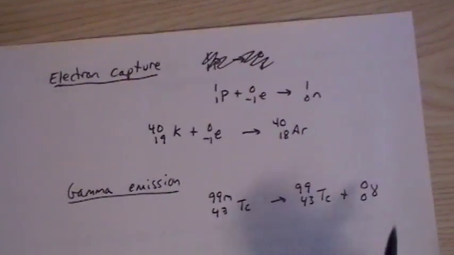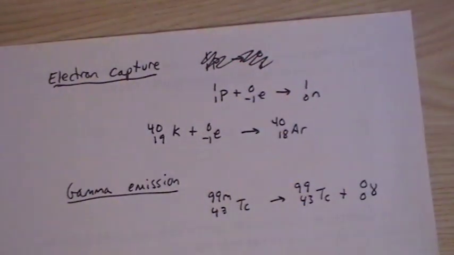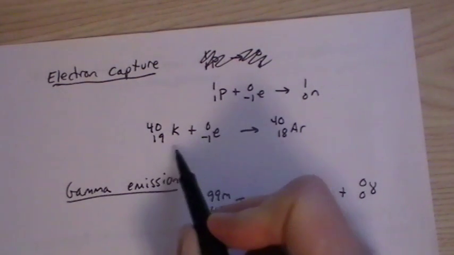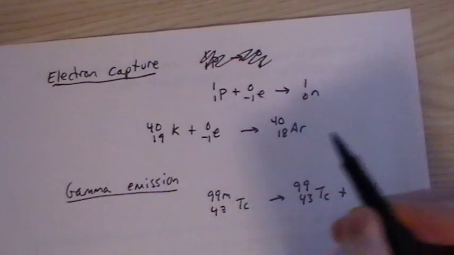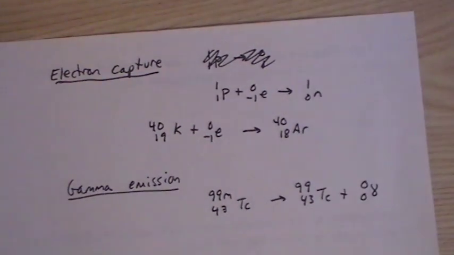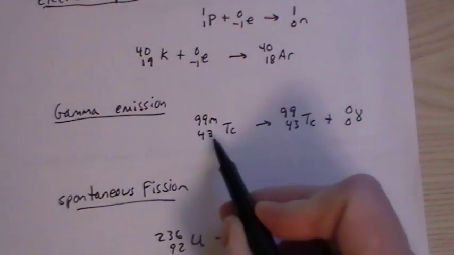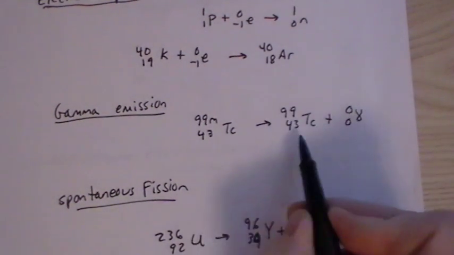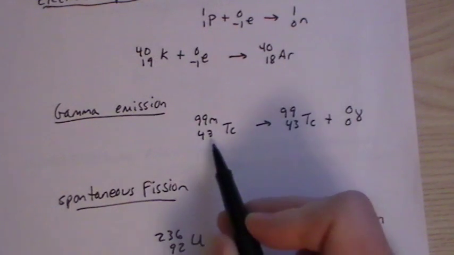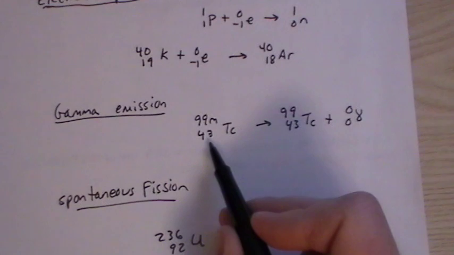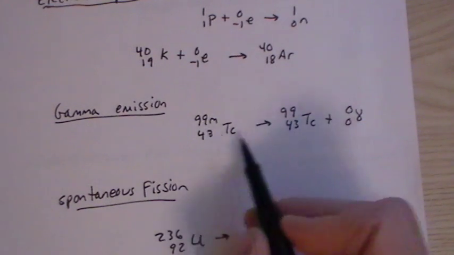But this wouldn't be drawn as a beta particle because it's just a core electron. So you can see that when we add the electron in here, we had 19 protons, now we have 18 protons. So it did its job. Gamma emission is where we don't change the element. We don't change any of either the atomic number or the mass number.